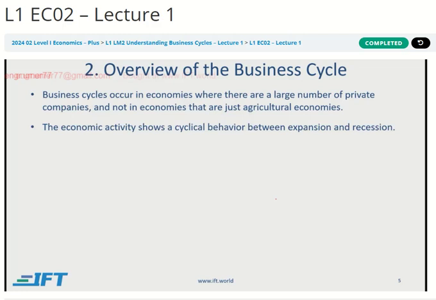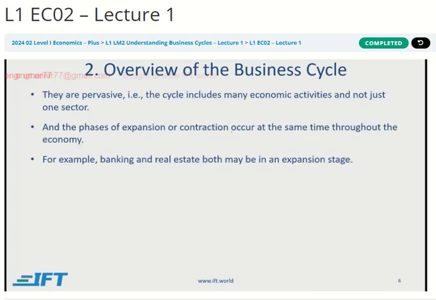So again, as already discussed, these happen where there are a large number of private companies and not just agricultural economies, right? And the whole point is to see that cyclical behavior between expansion and recession. And why we are most interested in this is because as financial analysts, as portfolio managers, financial advisors, we need to make the best investments and generate the best returns on our investments. And we'll only be able to do that if we can time the market as best as possible, which of course means trying to get an understanding of where we are in the business cycle and trying to predict what happens next.